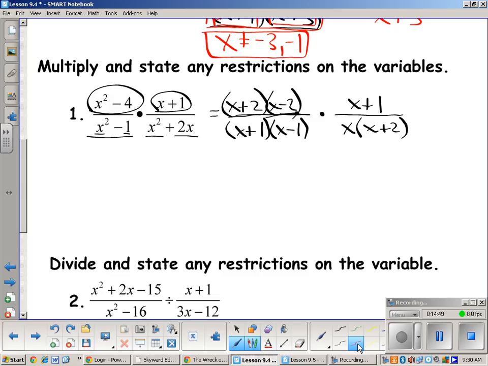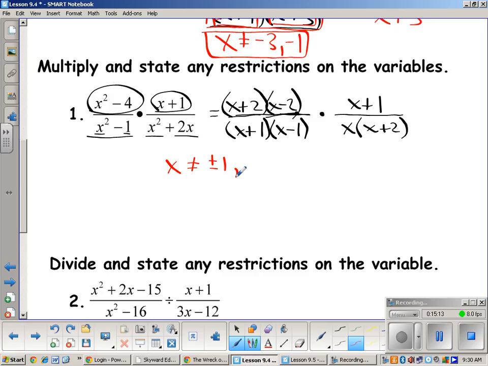All right? Now, restrictions. Both 1 and -1. Okay? And would it be -2? Do you agree? Or wouldn't it be 2 and negative 2? Why 2 and negative 2? Where are you looking? Up here? But that's not in the denominator.